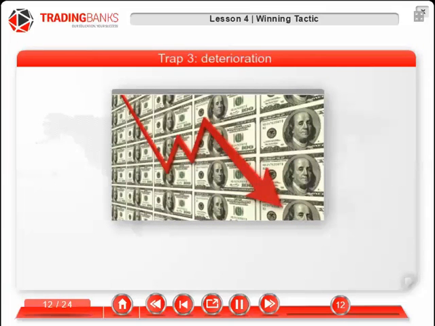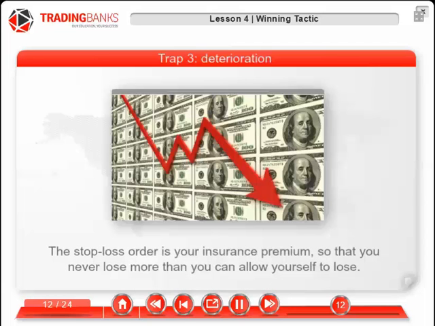Trap 3. Deterioration. Okay, you have to arrange more money. You got a loan from some friends. You know that the currency will correct itself, but you don't know when it will come. If you've already been there, you won't be there when it comes. For emotional reasons, you can't close the position and you continue to get more loans and the loss continues to grow. Did you insure your homes? Do you pay a premium on your insurance? Do you have life insurance? Car insurance? Well, the stop loss order is your insurance premium so that you never lose more than you can allow yourself to lose.